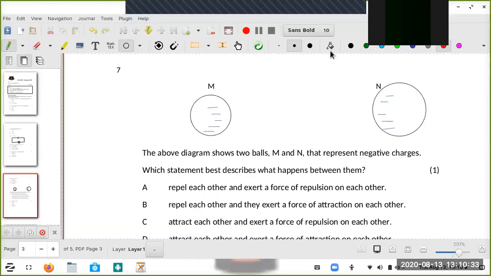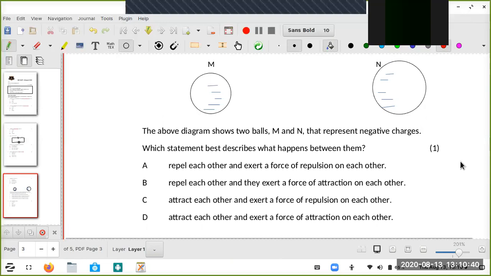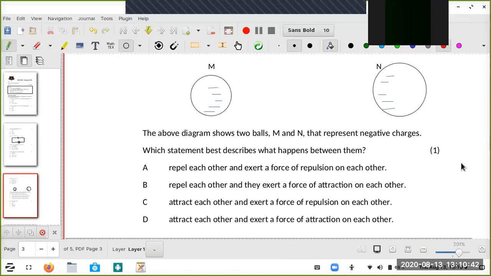Right, we are looking at objects M and N. In the statement, we are told that M and N represent a negative charge, which means M is negatively charged, N is also negatively charged. So we are looking at like charges, because they both have a negative charge. What do we know about charges?